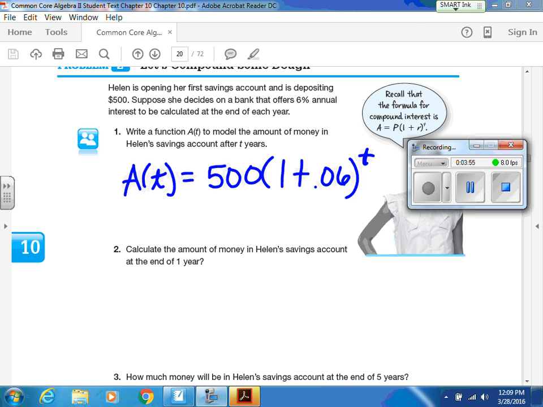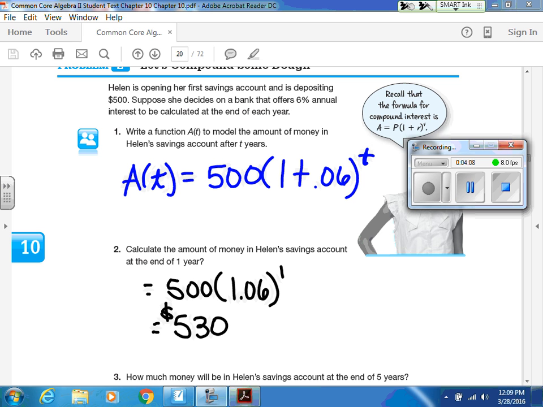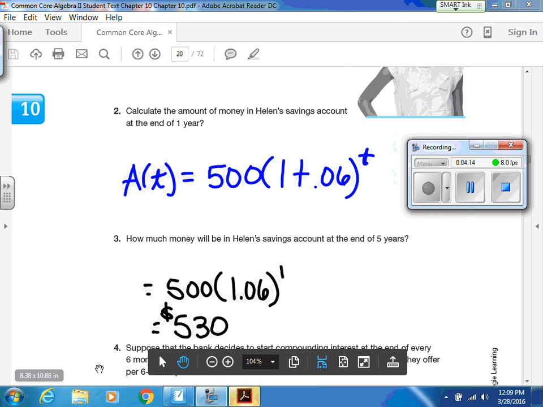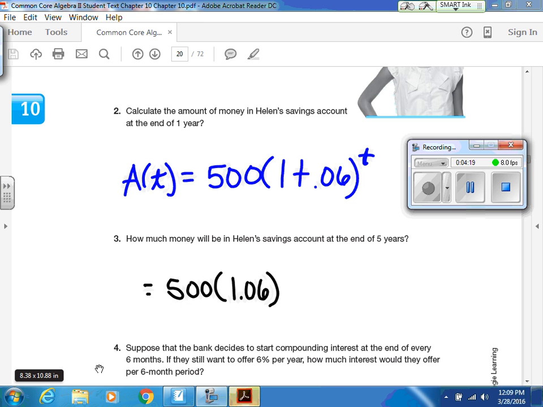So anyway, we know at the end of 1 year, you've got 500 times 1.06 to the first power, and what does that equal again? 530. So at the end of the year, Helen has $530. All right, how much money will she have at the end of 5 years, if she doesn't touch it, doesn't take anything out? Figure that out.